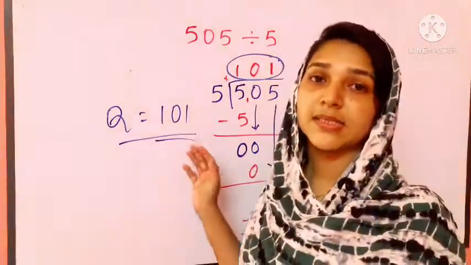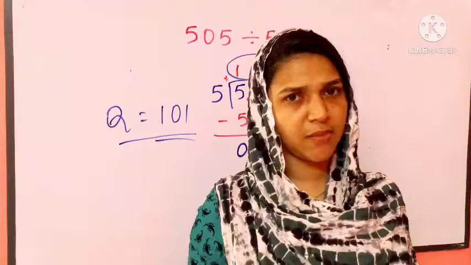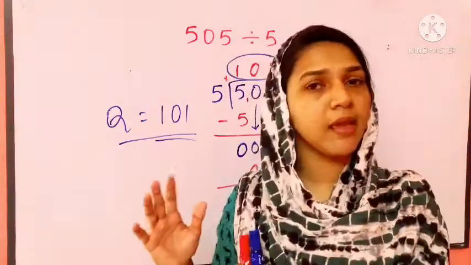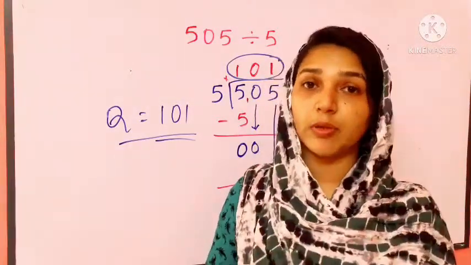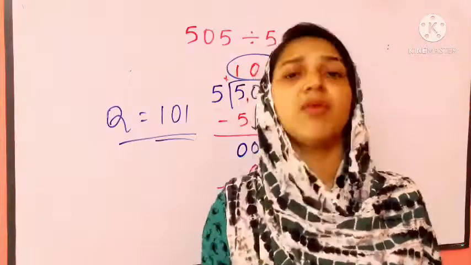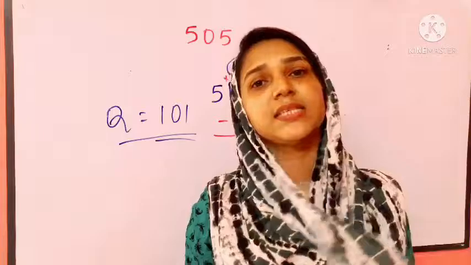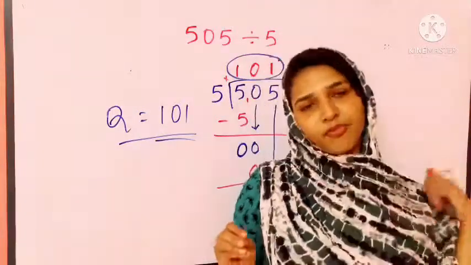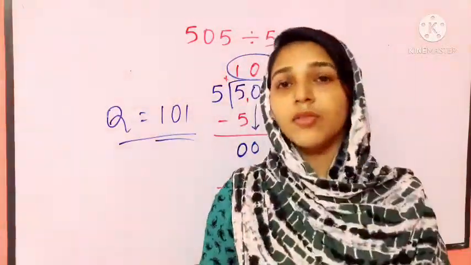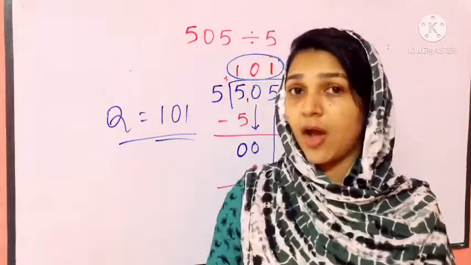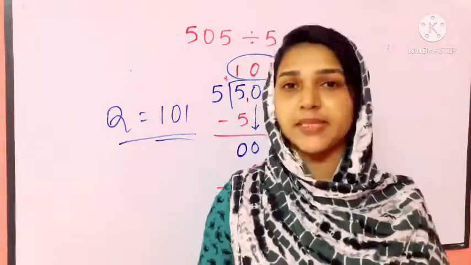Okay students, this is the division of a 3-digit number, and we can use the same method for a 4-digit number or 5-digit number, whatever it is. We can use this method. This is called the long-term method of division. So I hope it is clear now, and we can do more problems in our classes.